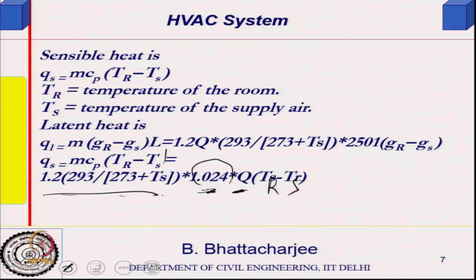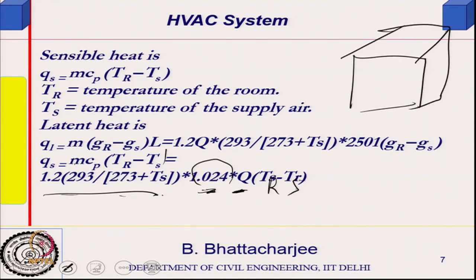Now there are two equations available to me. First of all, for a given room, or any space basically, what will contribute to the sensible heat? The heat coming from outside, the fabric heat gain. So, what we call fabric heat gain.